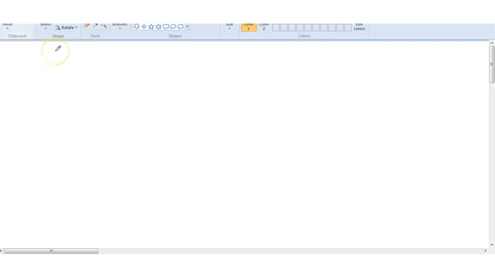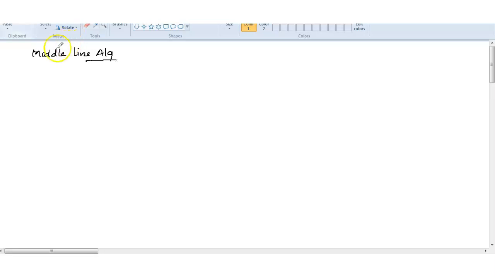Hello people, and in this lecture we are going to discuss the midpoint line algorithm. Yeah, line drawing algorithms. Last class we saw the DDA algorithm and we saw its disadvantage. The main disadvantage was floating point arithmetic, and that is time consuming.